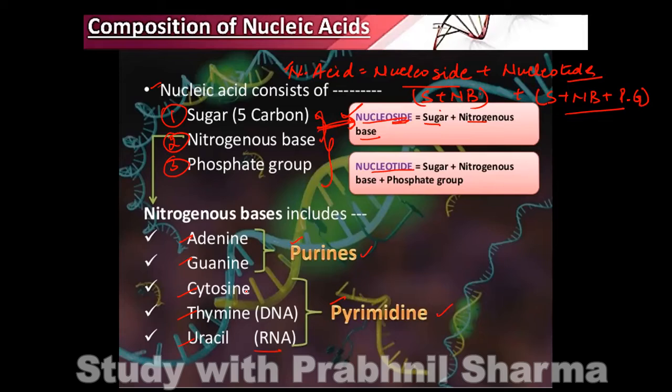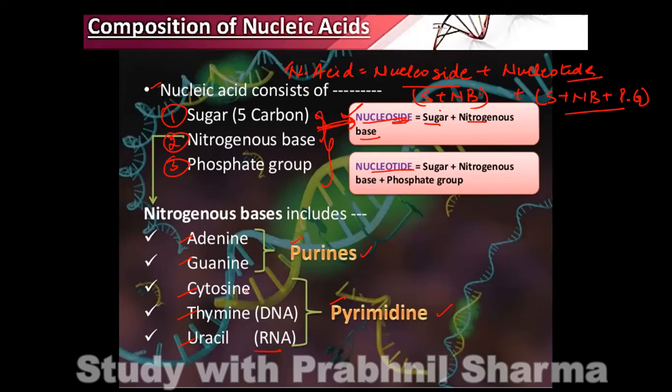So the nucleic acid is basically of three things: sugar, nitrogenous base, and phosphate group. And this nitrogenous base consists of two things: purines and pyrimidines. And these purines are of two types: adenine and guanine, and pyrimidines are of three types: cytosine, thymine, and uracil. Clear?